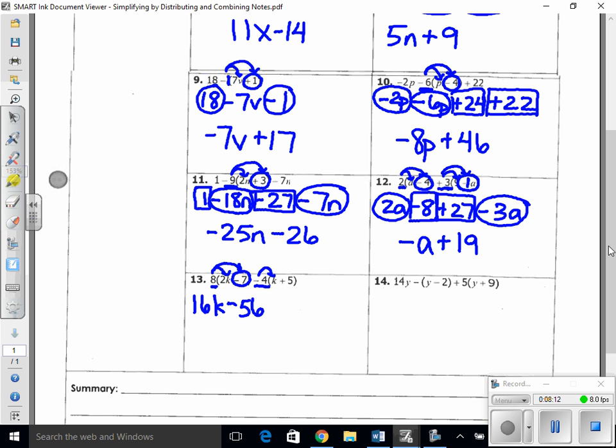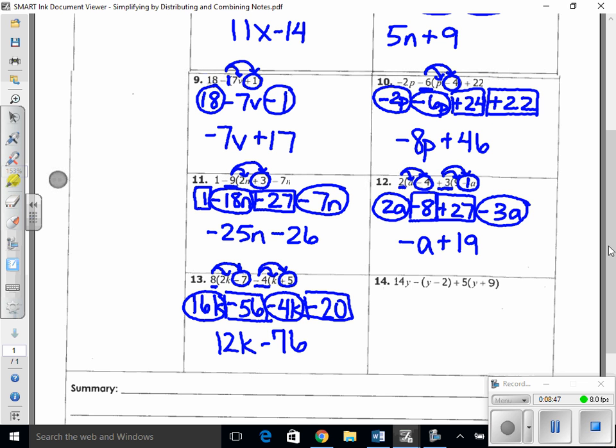Negative 4 times k is negative 4k. This is a positive 5. Negative 4 times positive 5 makes a negative 20. Okay, so my distributing's done. Now I'm looking to combine like terms, so I'm going to start with the k's. You have 16k. That's going to go with negative 4k. 16 minus 4 produces 12k. And then you have negative 56 and negative 20. And again, if you read it from left to right, that tells you how to type it in. Negative 56 minus 20 is going to give you negative 76.